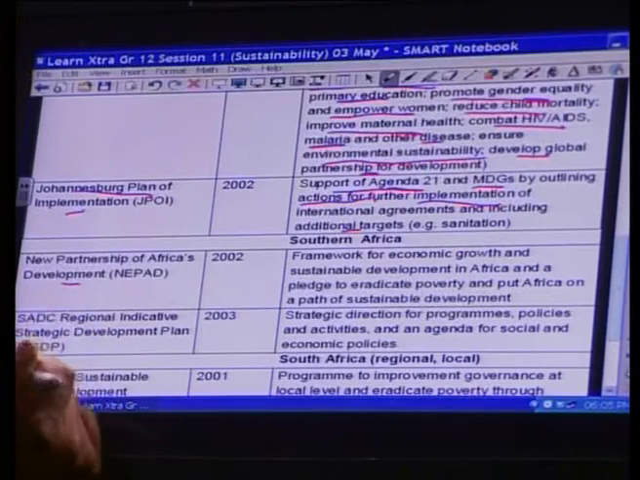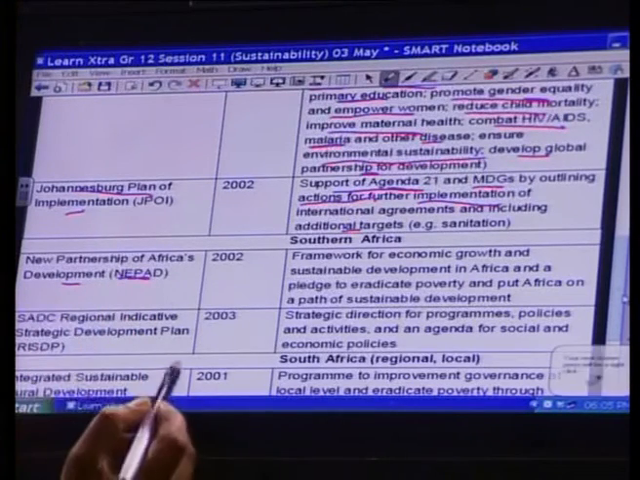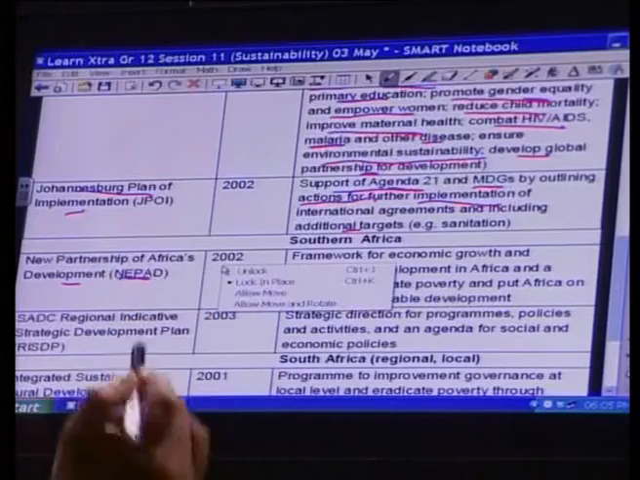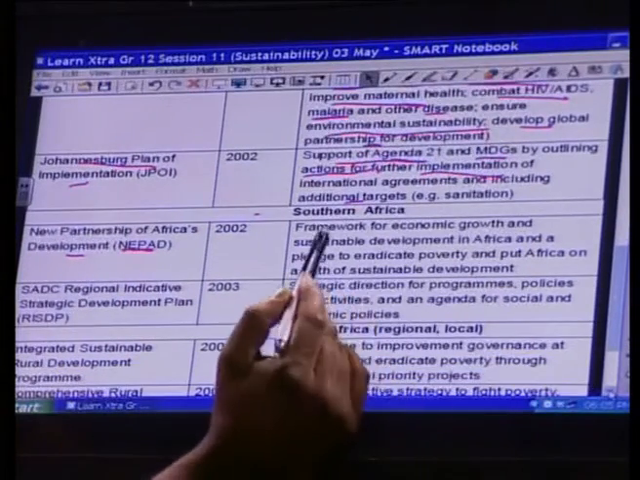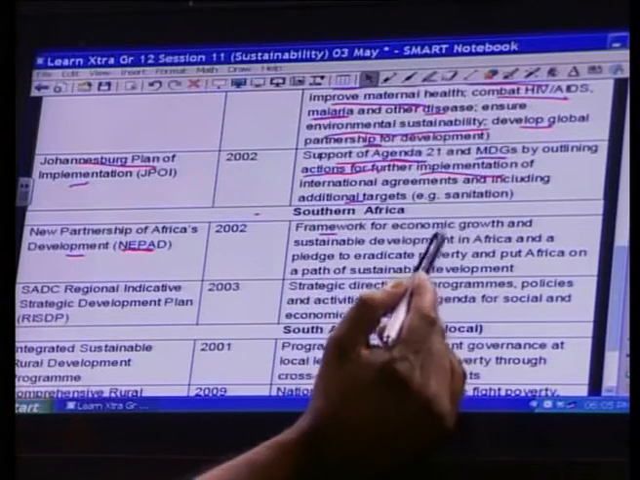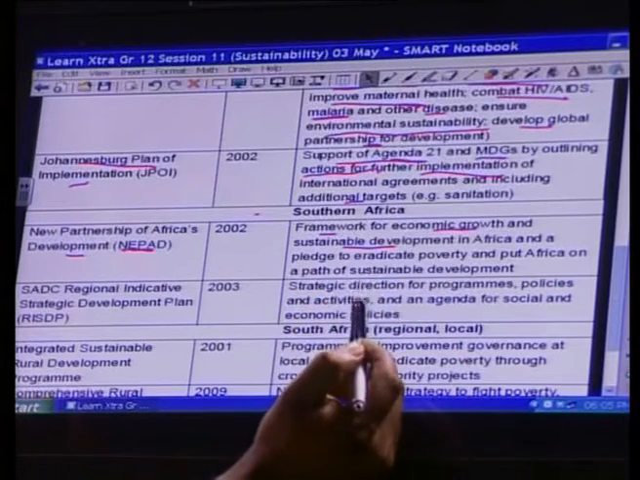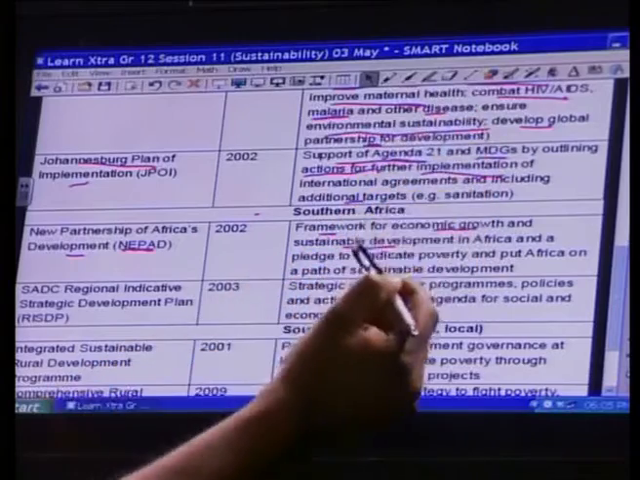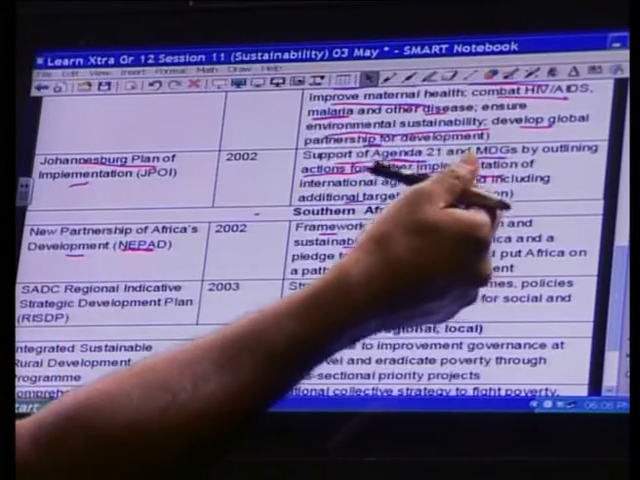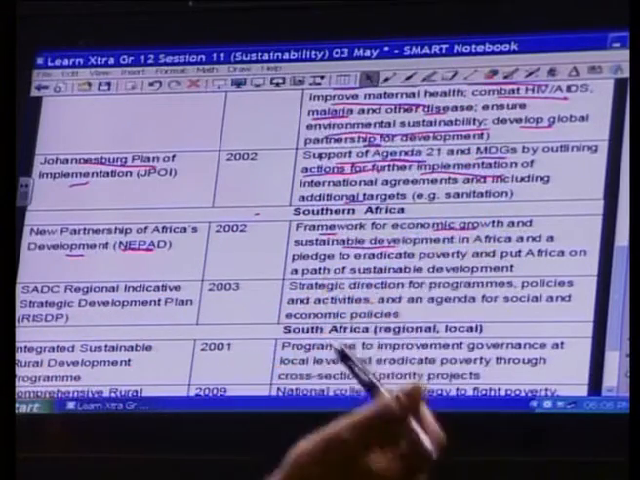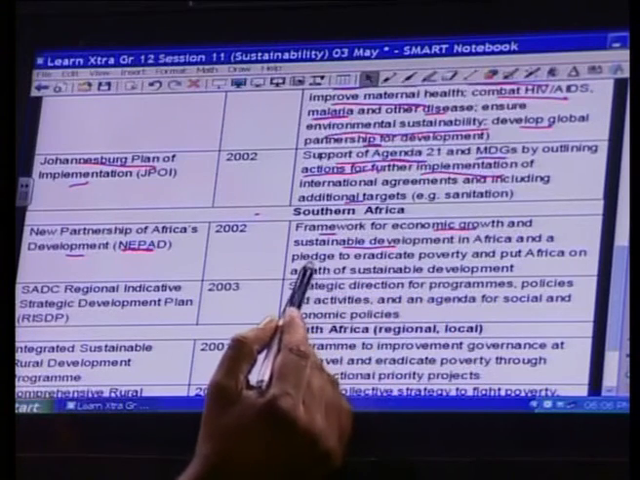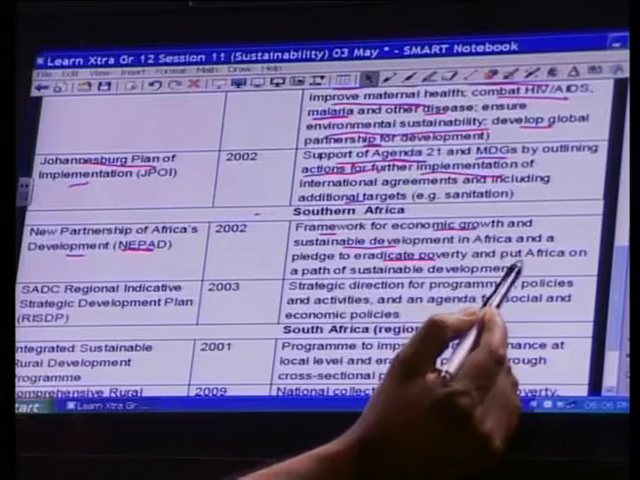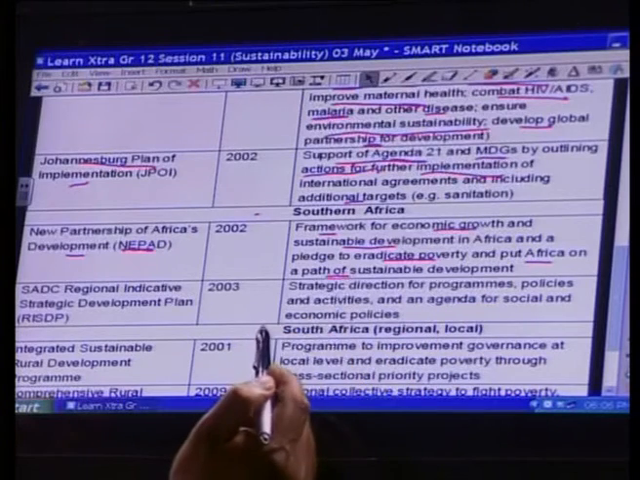Let's look at the next strategy, the New Partnership for Africa's Development, or what we commonly call NEPAD. Note the date, 2002. Let's look closely at NEPAD. NEPAD provides a framework for economic growth and sustainable development. Note how we are moving from each strategy in terms of sustainable development and also looking at economic growth in Africa, and a pledge to eradicate poverty and put Africa on a path of sustainable development.